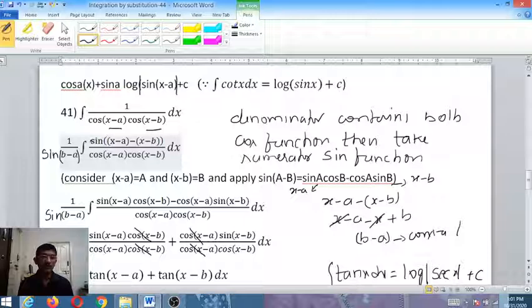So if you simplify the entire numerator, as you see, if you simplify this entire thing, you will get b minus a. Sin of b minus a in the numerator cancels, so 1 by sin of b minus a.